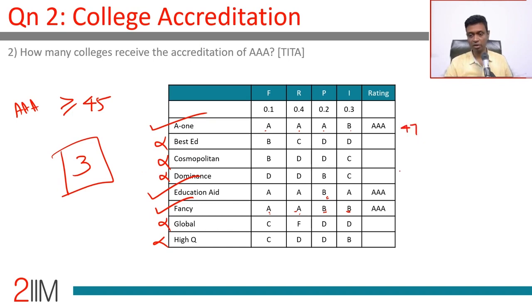This score will be 47. This will be 48. This will be 45. I'm doing the weighted average by splitting the difference.